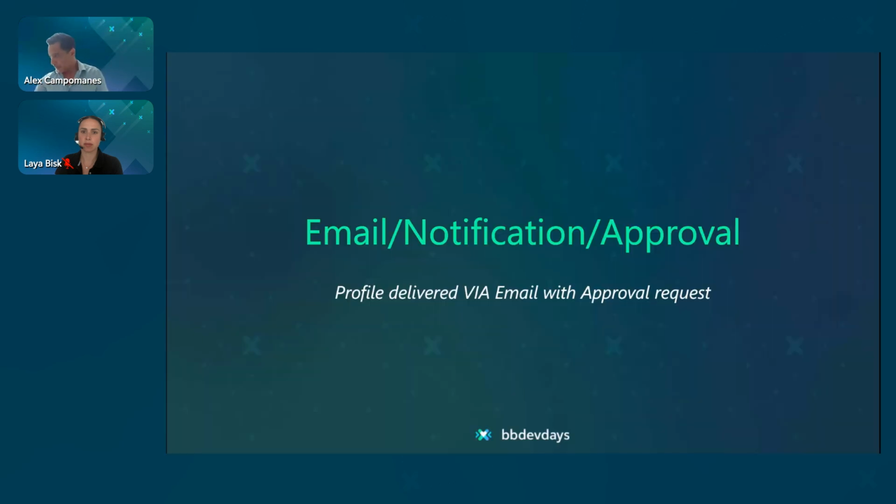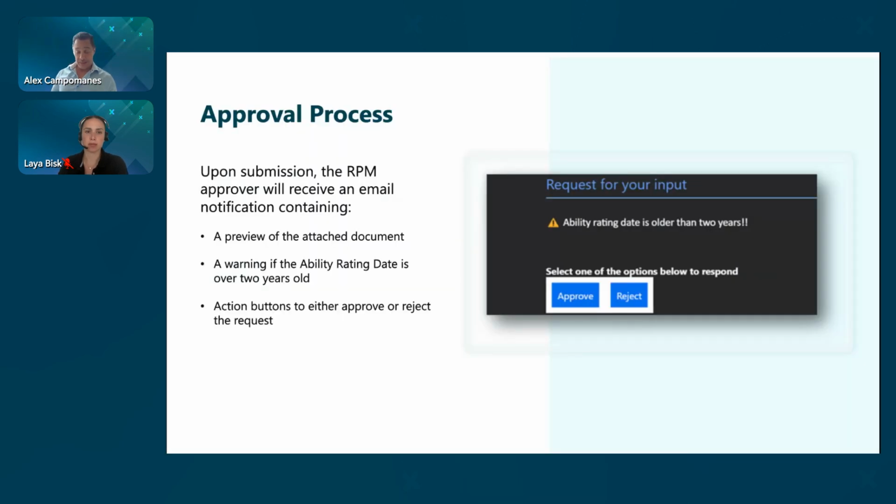Next slide. Notification. This is the request going to RPM. This is when RPM gets the profile, and then makes the decision to approve or reject it. Once RPM gets the email, it's an email with this little pop-up in it with the document attached, and there's the warning: ability rating is older than 2 years. Oh, I guess it's 2 years. Select one, approve or reject.